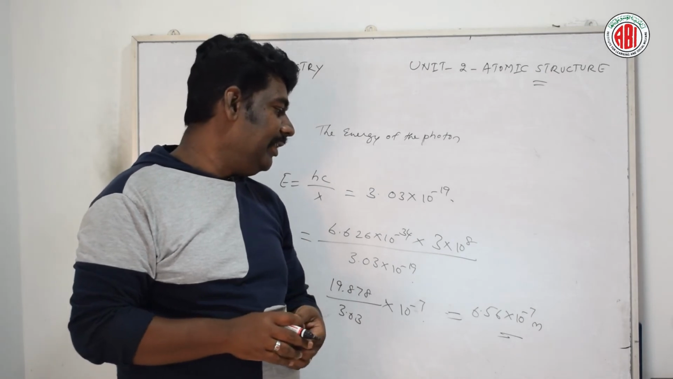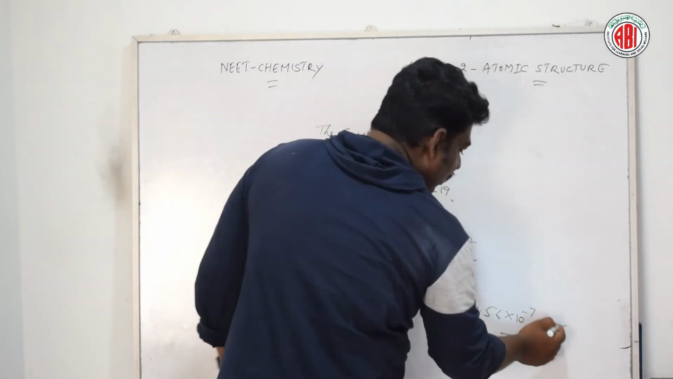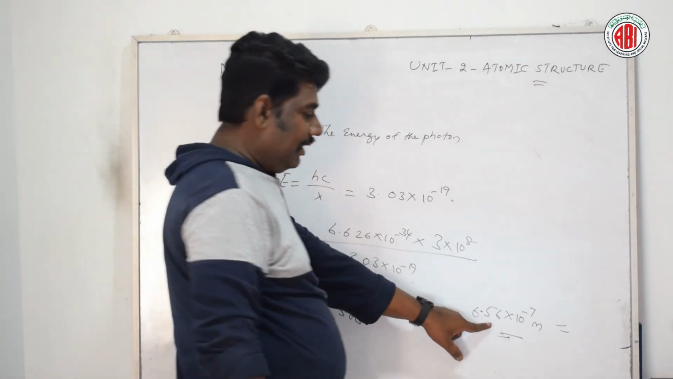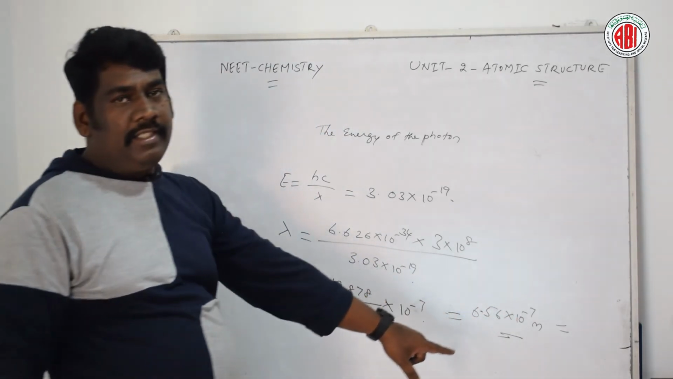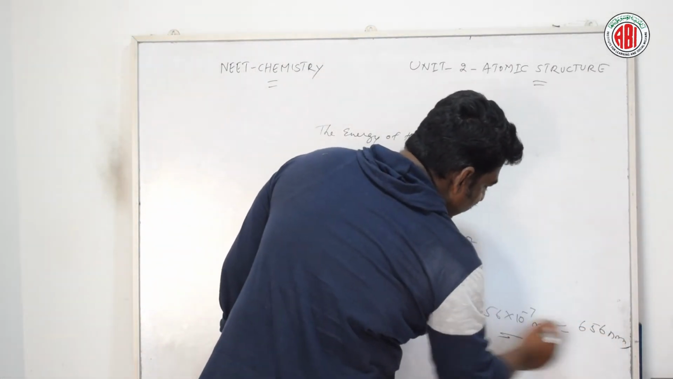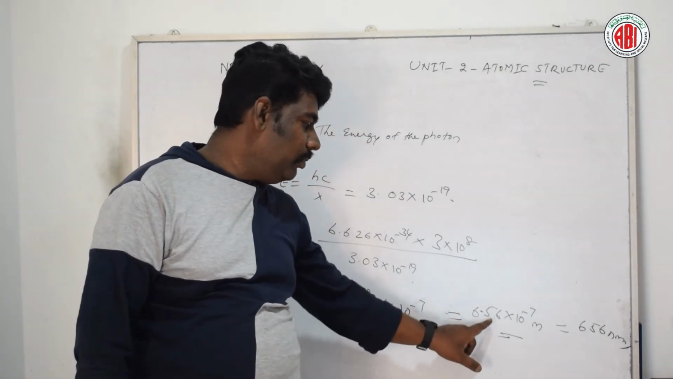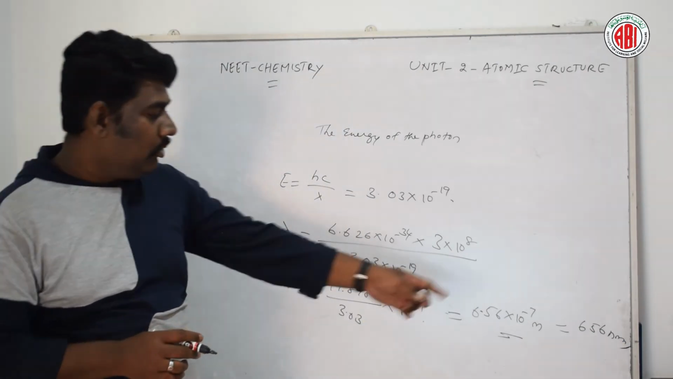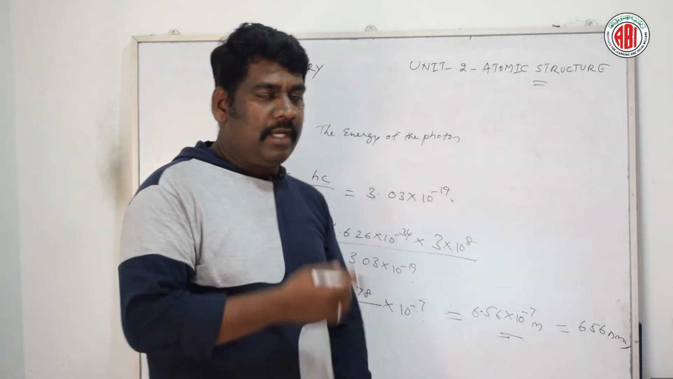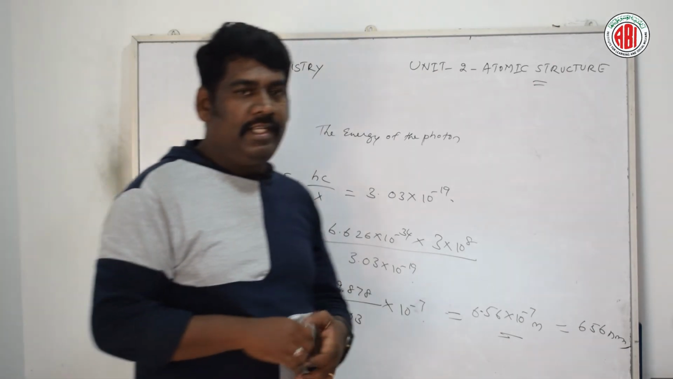So 6.56 into 10 to the power of minus 7 meter, converted into nanometer: two digits are there in 6.56, so removing the decimal point and adding those two places, it becomes 10 to the power of minus 9. So 656 nanometer. By this way we can solve this problem. According to this question, option C is the right answer. Now let us go for the next question.